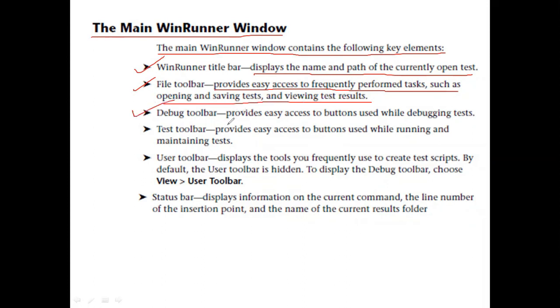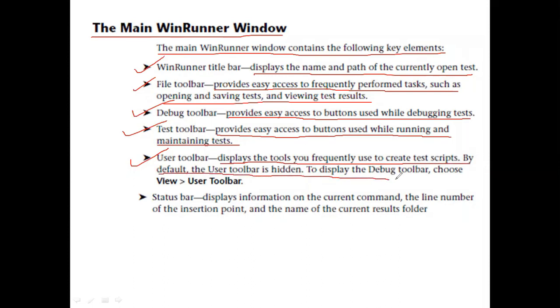Debug toolbar. It provides easy access to buttons used while debugging tests. Test toolbar provides easy access to buttons used while running and maintaining tests. The user toolbar displays the tools you frequently use to create test scripts. By default, the user toolbar is hidden. To display the user toolbar, choose View, User Toolbar. That means by default, the user toolbar is disabled.